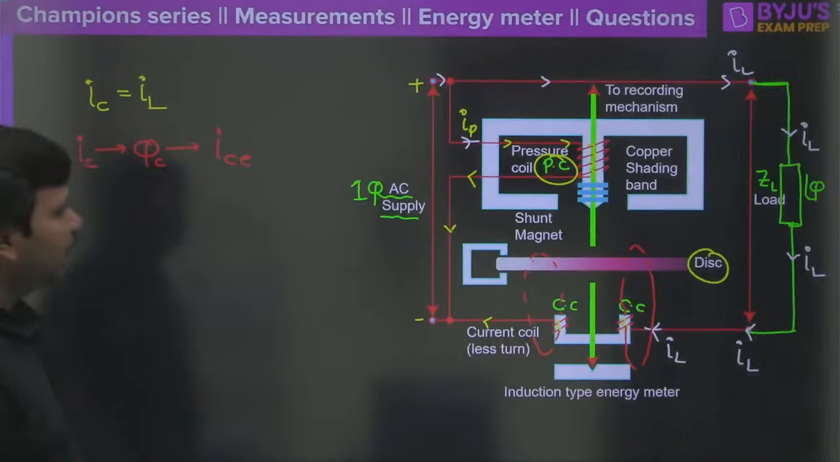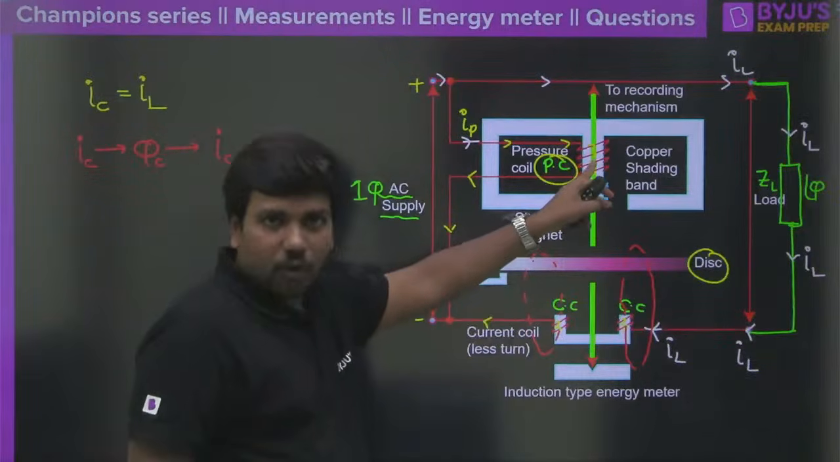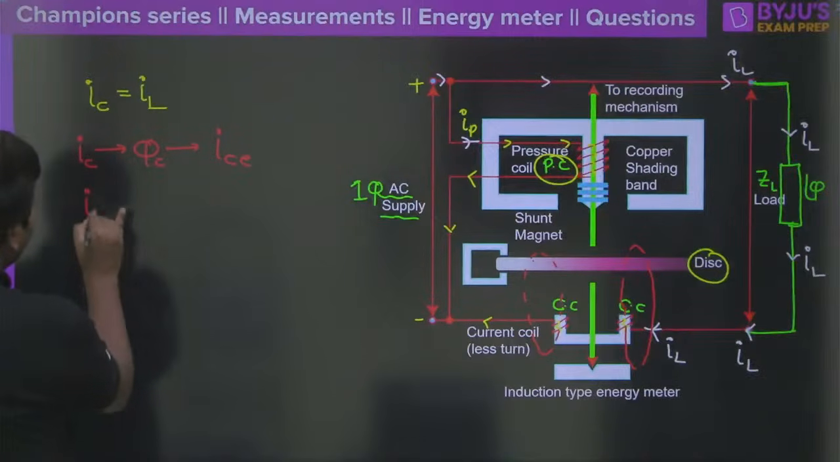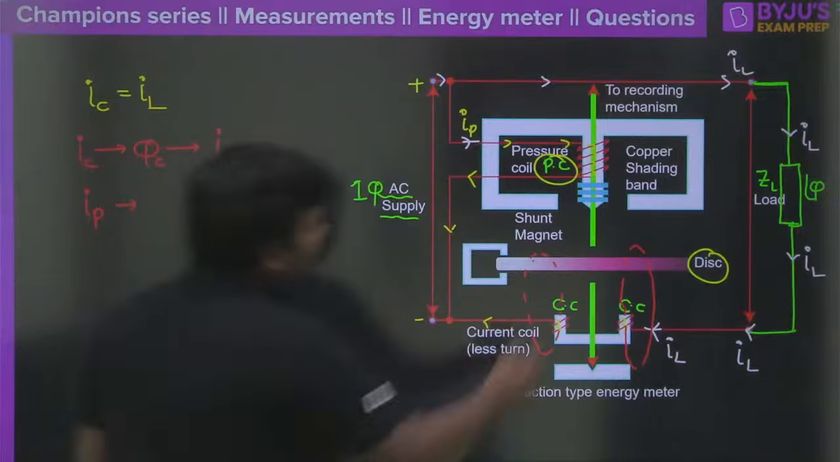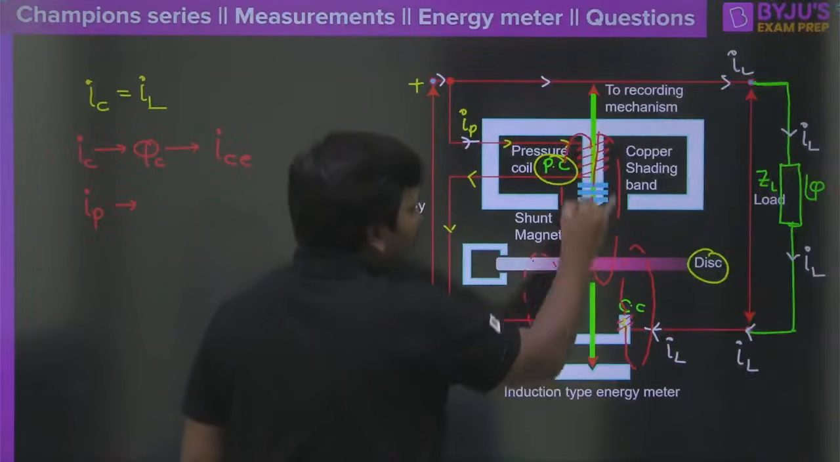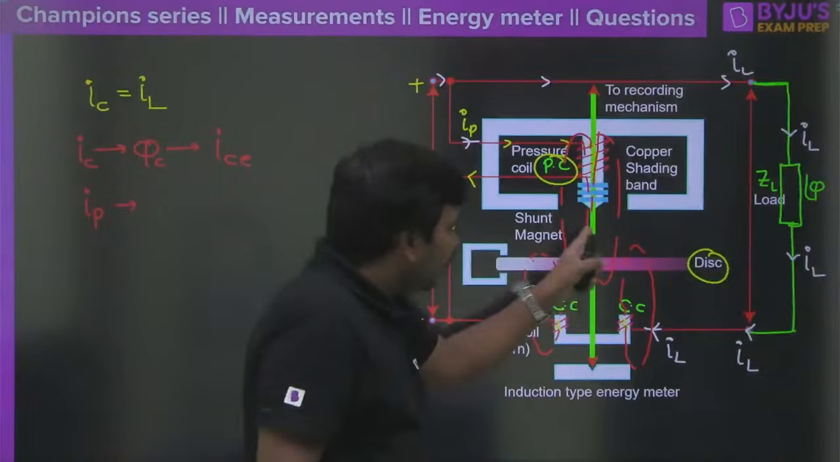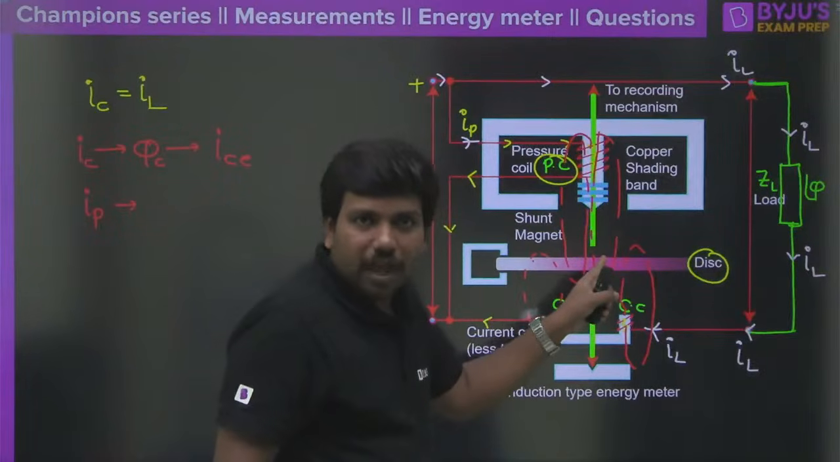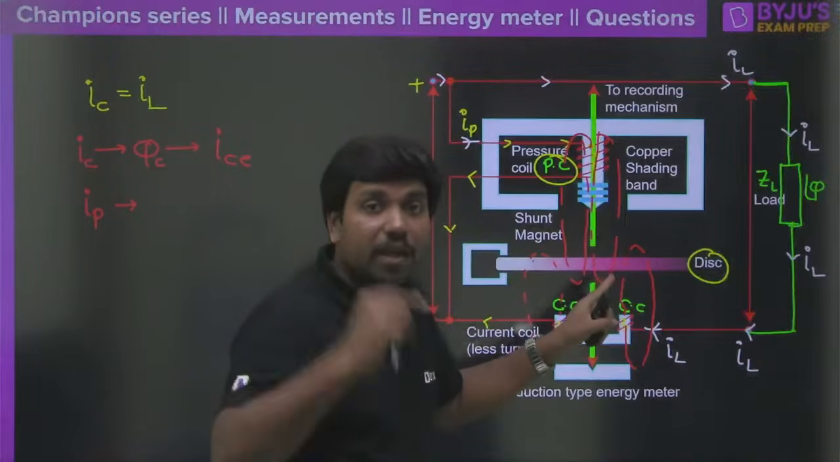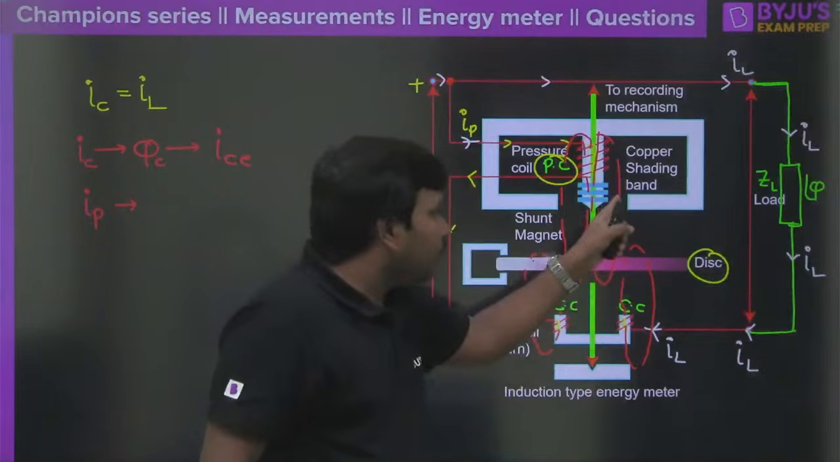Now similarly, the current flowing in the potential coil will also create some amount of flux here, but it will be in the downward direction, correct? So this is the way it is going to be indicated. The flux will come like this, right? Even this flux also links with the aluminum disc. As the aluminum disc is rotating continuously, again eddy current will be developed because of this flux also.